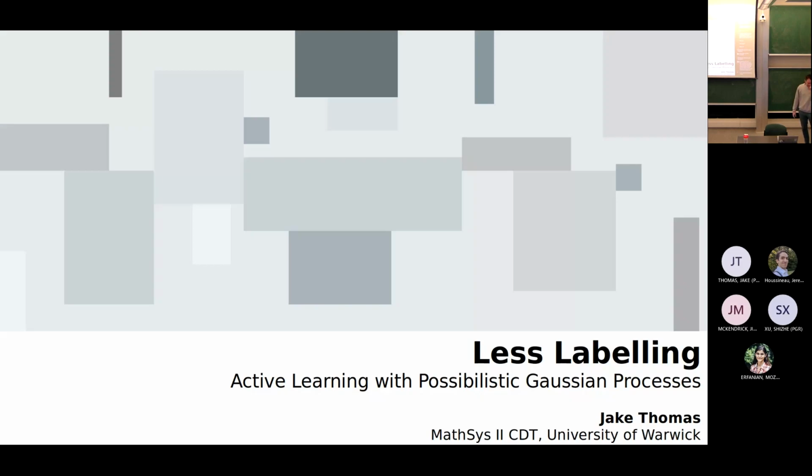Active learning is a super well-known area of machine learning, but it's one that's very valuable in certain situations. I've titled this active learning because that's really the objective of what active learning is. The goal is to minimize the number of labels you need to learn with the machine learning model. So I'm going to talk about the approach we've taken to this using possibilistic Gaussian processes.